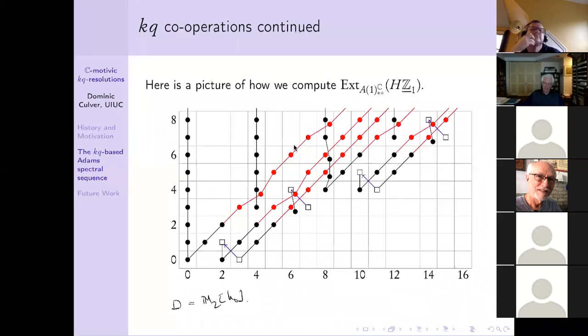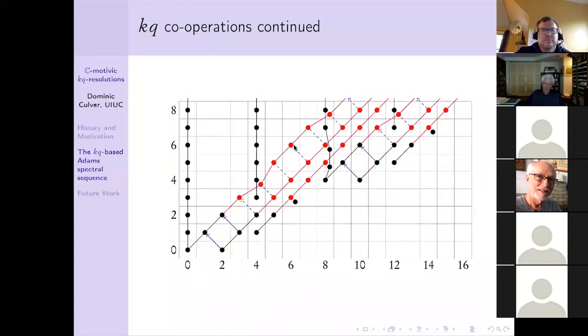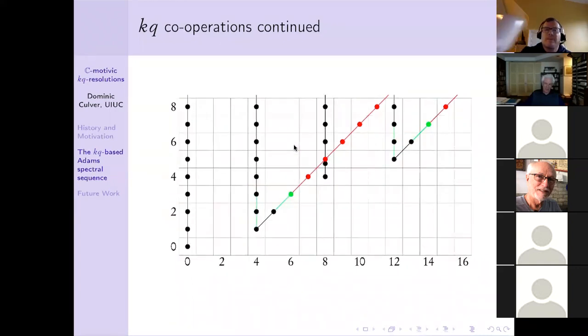So this is a D1 differential that's showing up, and this D1 differential is just coming from the fact that the generator in degree 3 is connected to the generator in degree 2 by a Sq1. And then because the generator in degree 2 is connected to the generator in degree 0, you have a D2 differential like this. And so then you get to the E3 page, and then it just collapses. And then there are some hidden extensions that you have to resolve. Nevertheless, this is a picture of Ext over A1 of HZ1.